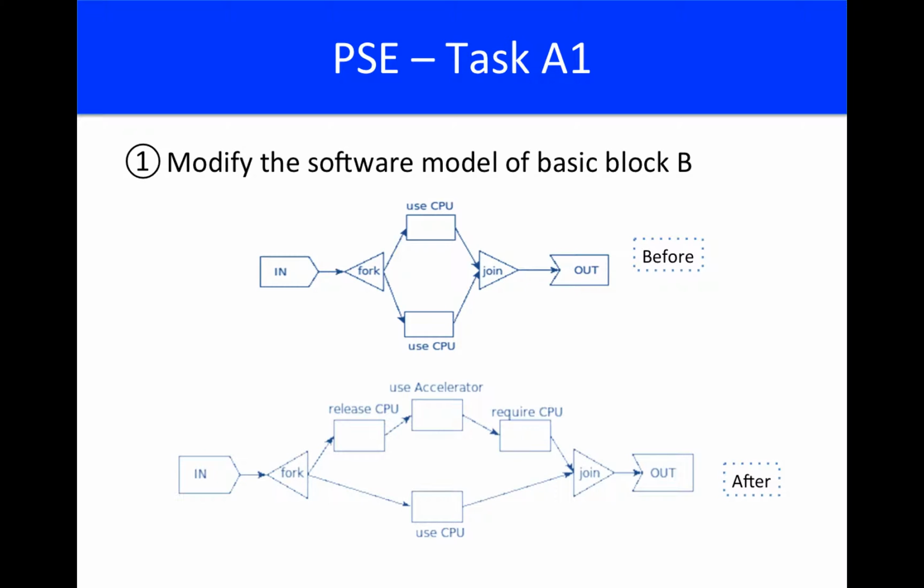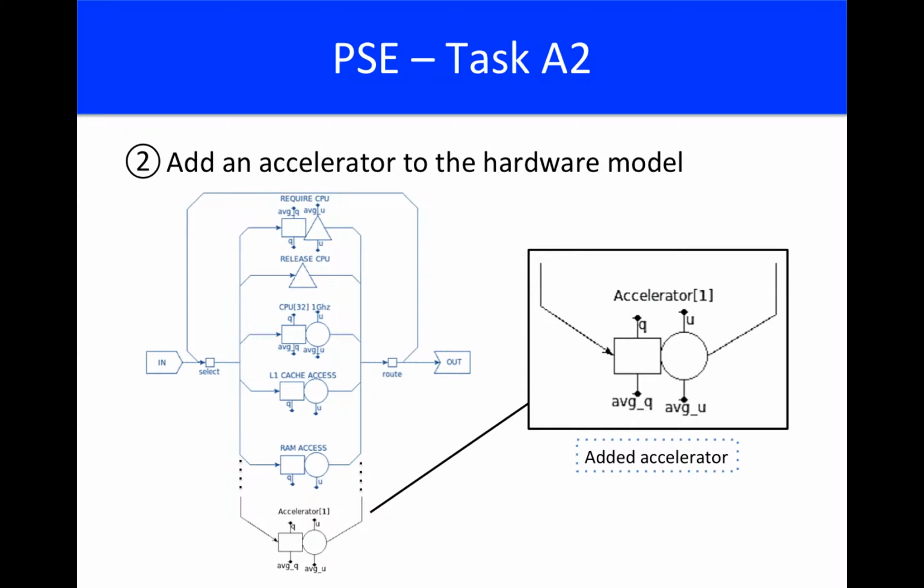In the first task, we have modified the basic block B in the software model for adding the accelerator. Adding the accelerator required releasing the CPU and requiring the CPU in between. Here we can see the accelerator in the hardware model. We have added the necessary probes for evaluating its effects on the performance.